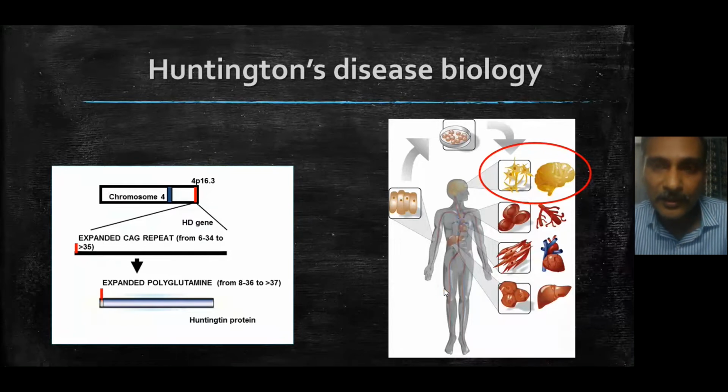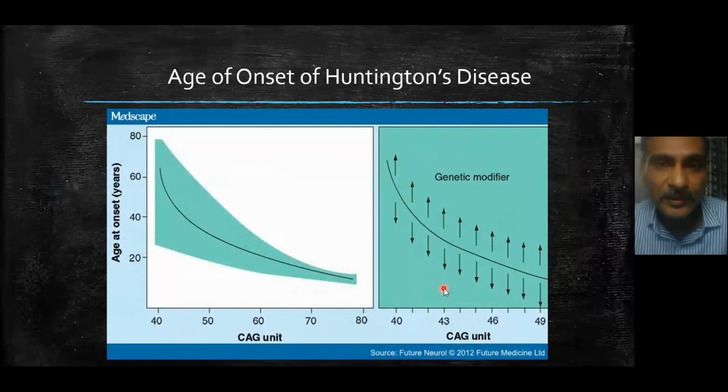If you see here, population studies show an inverse correlation between the CAG repeat size and the age of onset of this disease. As the CAG repeat size keeps increasing, the age of onset keeps decreasing. So there is a genetic connection and an inverse correlation. Also, you see there is an effect of genetic modifiers. That means you can have an inverse correlation, but people with the same CAG repeat can have a lower age of onset, or a higher age of onset.